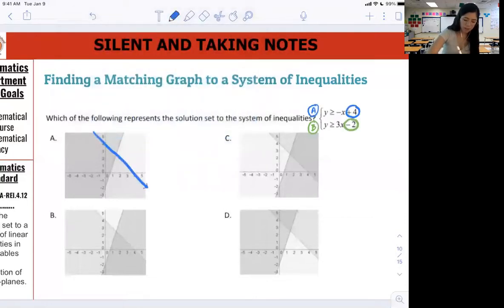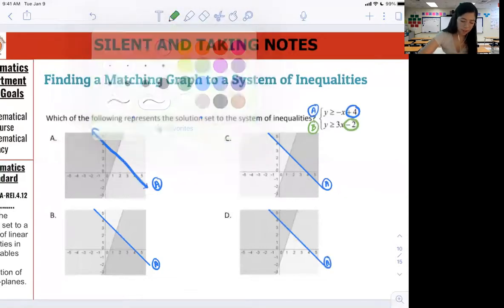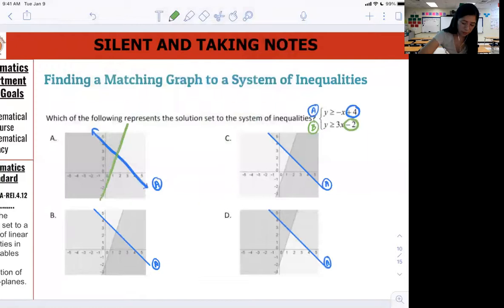Okay, so I'm going to highlight all of those in blue. And that means that the other line is going to be my B. So then what you do is let's look at where each of them should be shaded. So based on the system, based on the inequalities, should A be above or below? Above, right? So A should be shaded above.